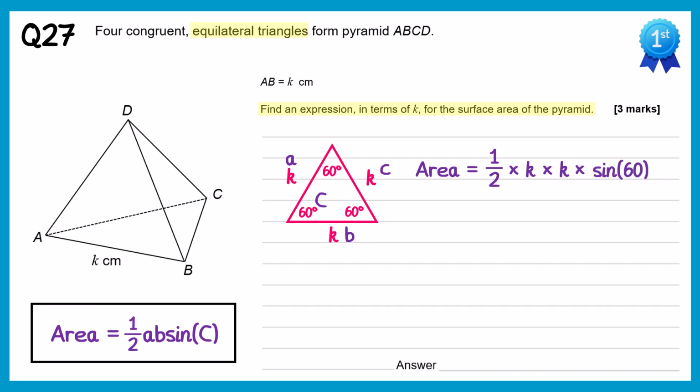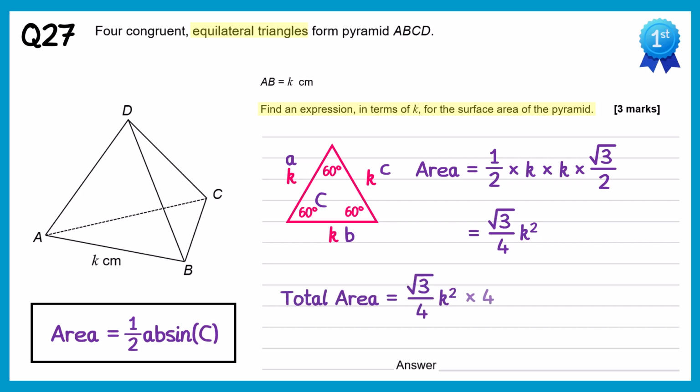If you do sine of 60 on your calculator, it will give you square root 3 over 2. We can simplify this by multiplying the half and the square root 3 over 2, which gives you square root 3 over 4, and then the k times k is k squared. So this is the area of one of the triangles. But this pyramid is made up from 4 of those triangles, so we need to multiply this by 4 to get the total area. So the total surface area will be square root 3 over 4 k squared multiplied by 4. If you multiply this by 4, these 4's will cancel, so you get the answer, square root 3 k squared, and that is the answer to the question.